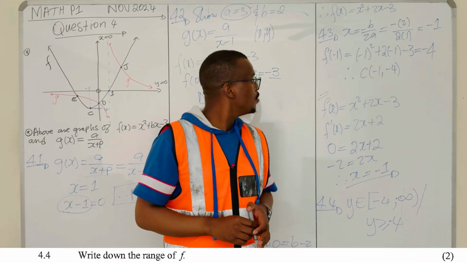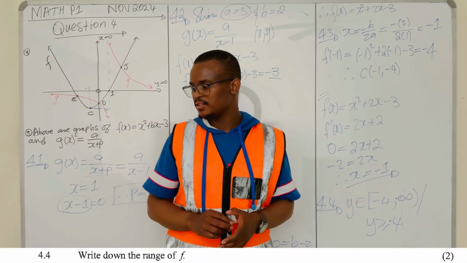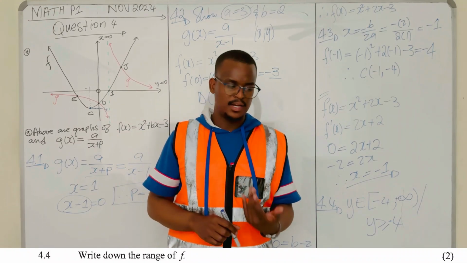And now we're done with 4.4. We'll need a bit of space to do 4.5. So I'll clean the board and then we do 4.5.